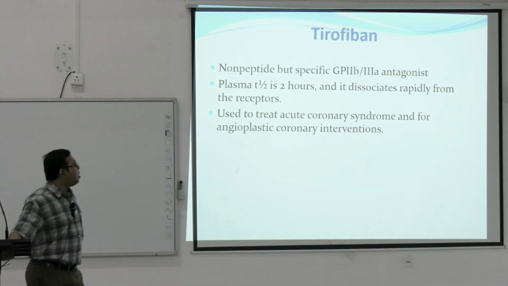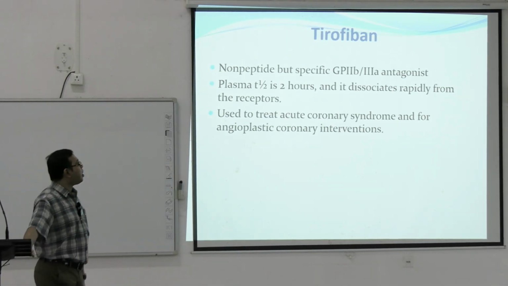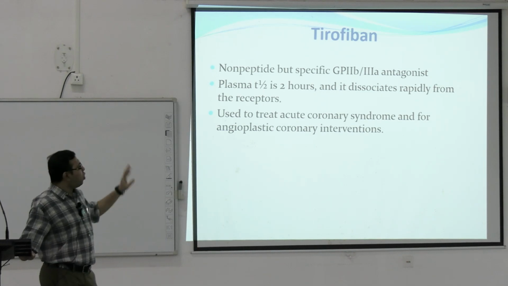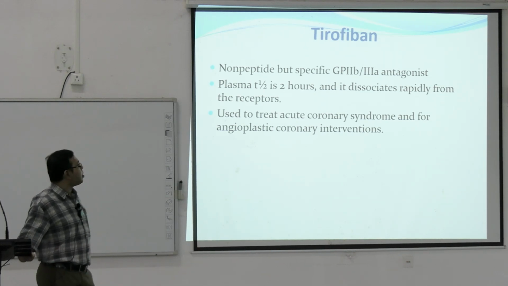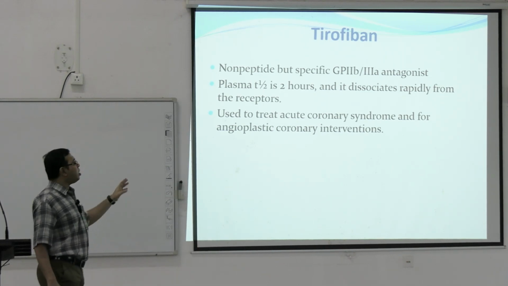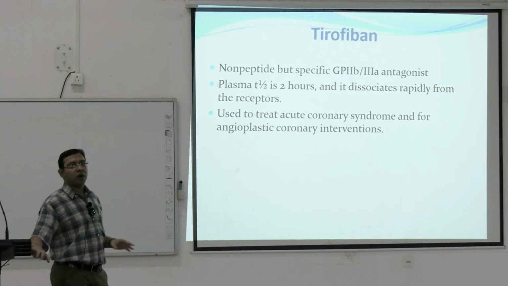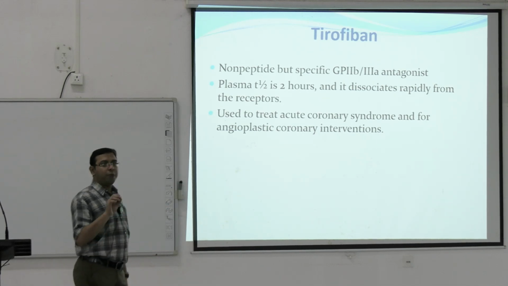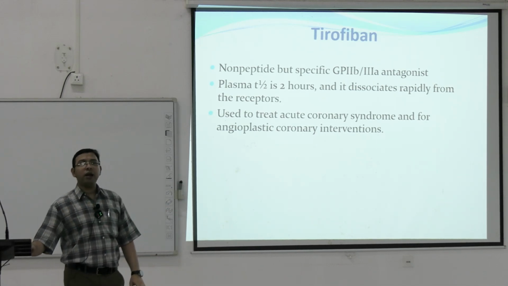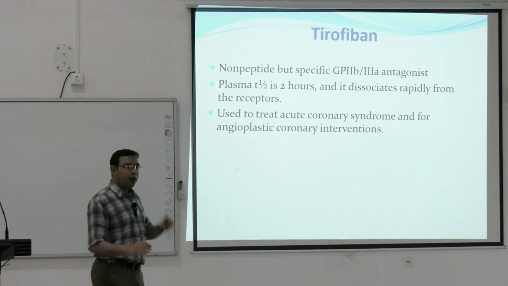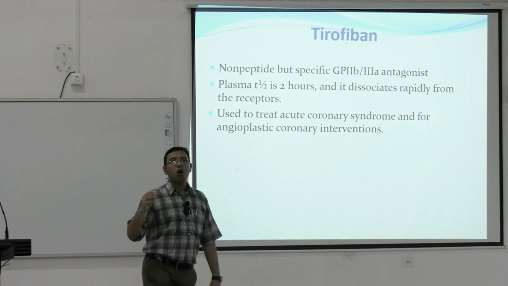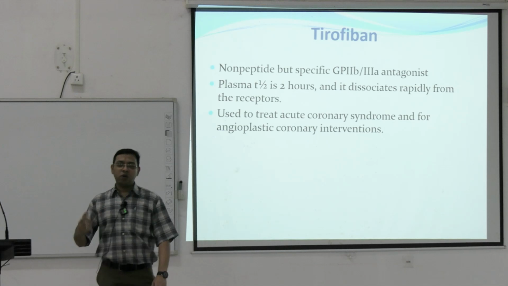Tirofiban is a non-peptide specific GP IIb receptor antagonist. Plasma half-life is 2 hours, dissociates rapidly from the receptor, used to treat acute coronary syndrome for stenting, angioplasty, coronary intervention. So all these GP IIb receptor antagonists are mainly used in coronary interventions. That is when we are using some percutaneous coronary interventions or some angioplasty or angiography is given.